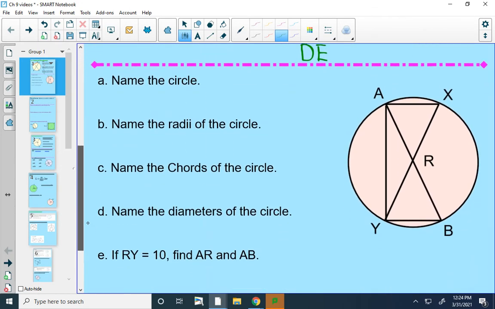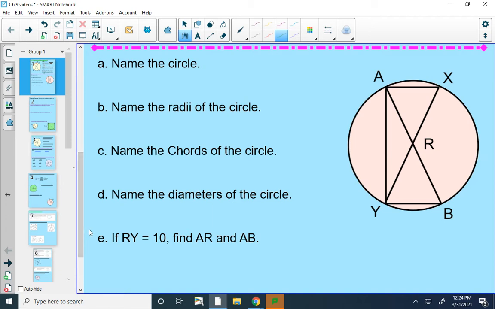All right, we're going to do a quick example with some identification. So based on this circle, first thing I want to do is name the circle. We're going to find the center of it. It looks like this is going to be circle R. And if you ever see a point inside of a circle, we're going to assume that that point is the center. Name the radii of the circle. So a radius is any line segment that connects the center of the circle to the outside of the circle. So looks like RX is a radius, RA is a radius, RY, and RB.